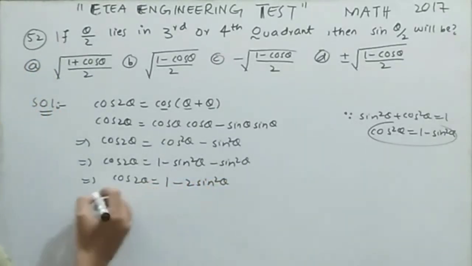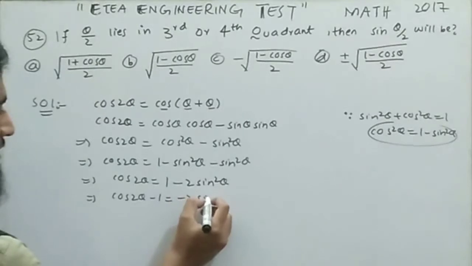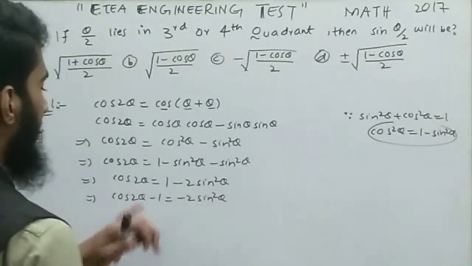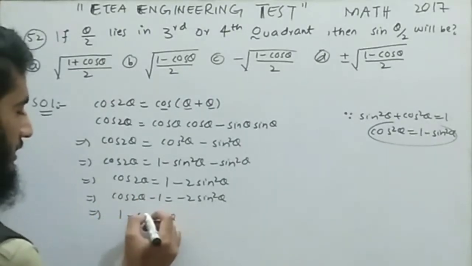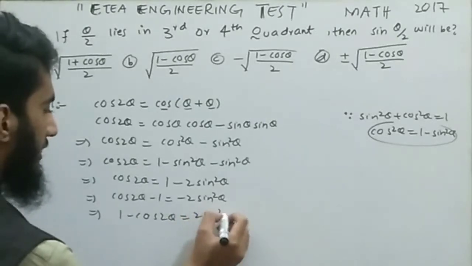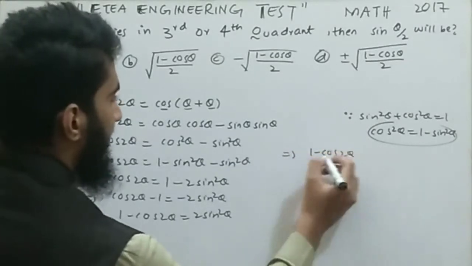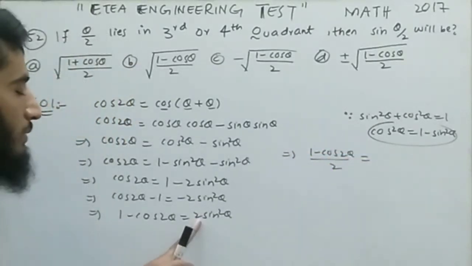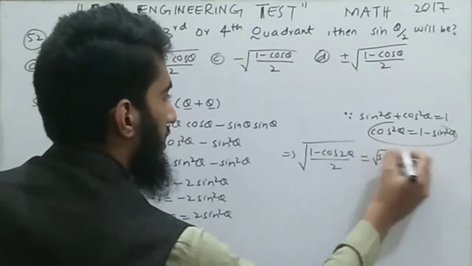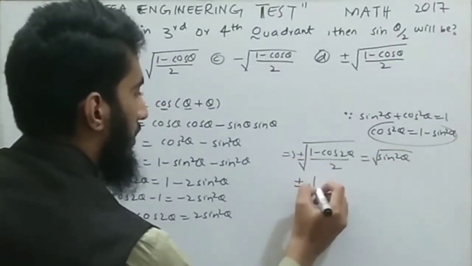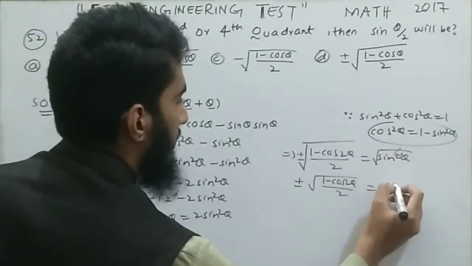Now shift this 1 to this side, so it becomes cos of 2 theta minus 1, and minus 2 sin square theta comes down as it is. After this, multiply both sides by negative 1, so it becomes 1 minus cos of 2 theta, and it becomes positive 2 sin square theta. Now divide both sides by 2, so it becomes 1 minus cos of 2 theta divided by 2, and on this side 2 cancels with 2, and we are left with sin square theta. Now take the under root on both sides, so it becomes plus minus under root of 1 minus cos of 2 theta divided by 2, and the square cancels with the under root, so we are left with sin theta.